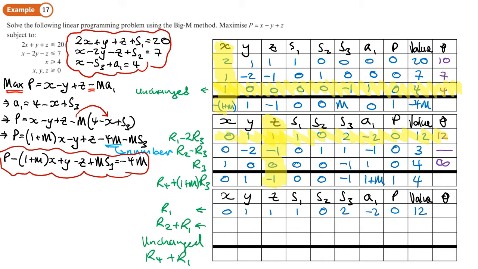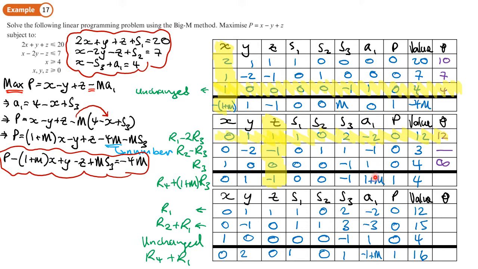So row 2 becomes 0, negative 1, 0, 1, 1, 3, negative 3, 0, 15. Row 3 becomes 1, 0, 0, 0, 0. So remember this is unchanged. 1, 0, 4, and then the bottom row becomes 0, 2, 0, 1, 0, 1, negative 1 plus m, 1 and 16.